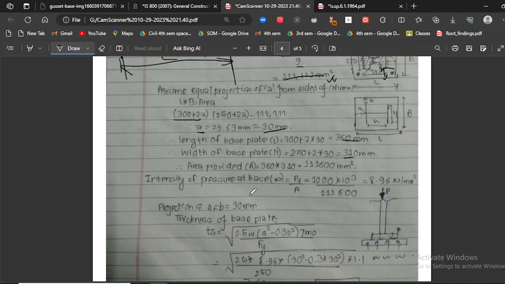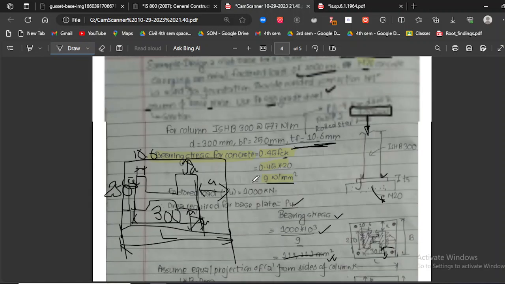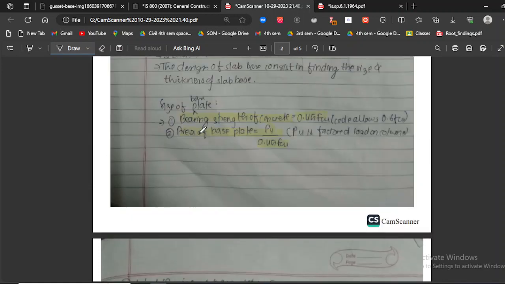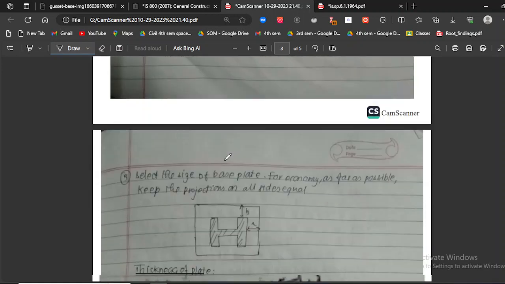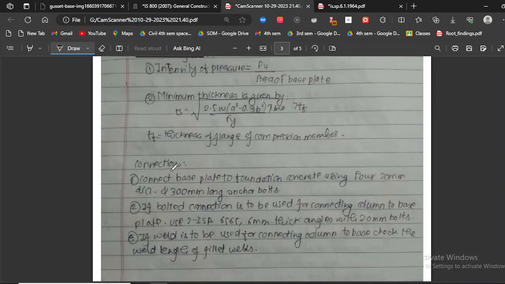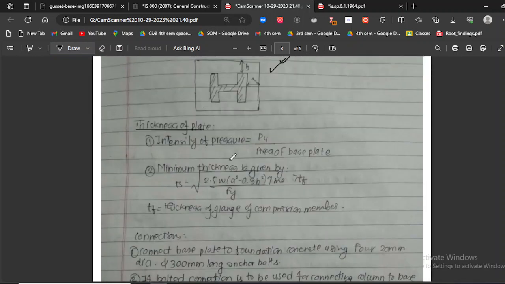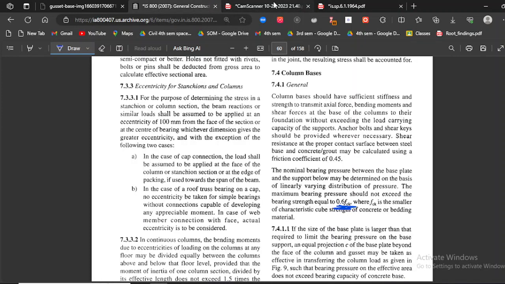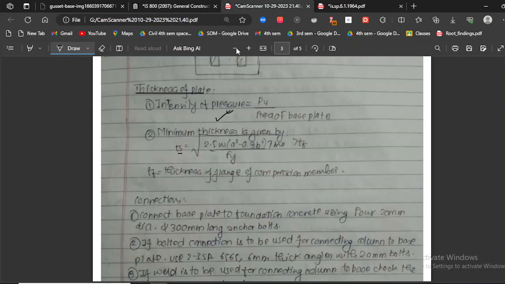So now moving on to our intensity of pressure W. As you can see, after finding out our area, we have found our length and breadth. Next we found out the projections as well. Finally we need to find out the thickness of the plate. So we need to utilize this formula, and first we need to find out our intensity of pressure. So what does intensity of pressure refer to?